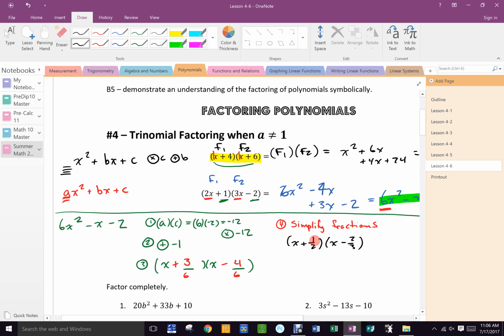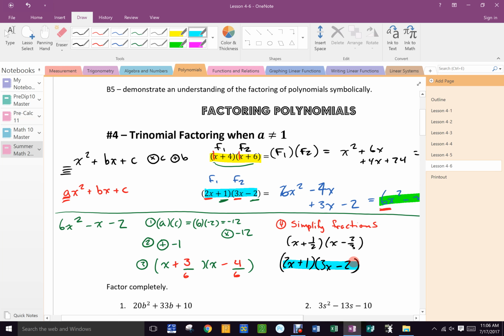Now, do we ever want fractions here when we're doing our expansion? No. How do I get rid of, in algebra, of a divided by 2? Multiply by 2. So if I multiply this by 2, what's going to happen to the x? It's going to become 2x. What's going to happen to 1/2? It's going to become 1. How do I get rid of this 3? Times 3. So what's going to happen to x? 3x minus 2. And there is the final answer.